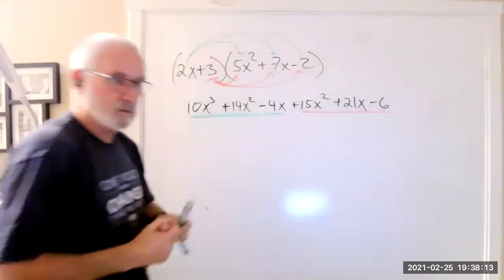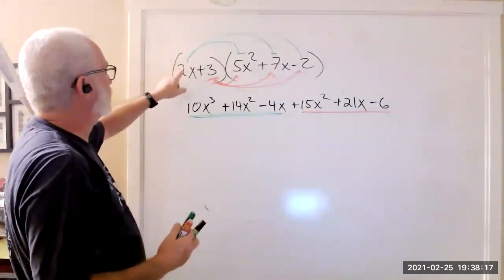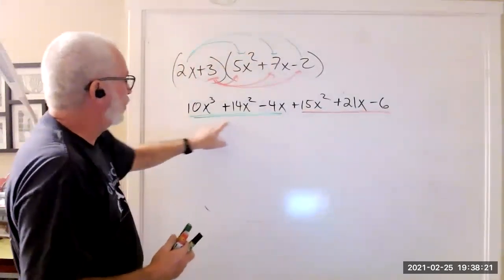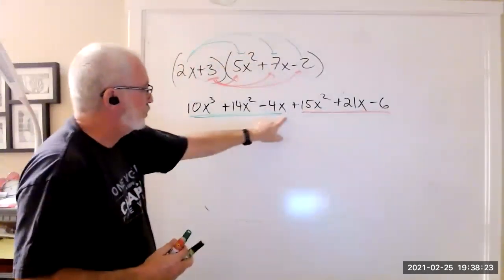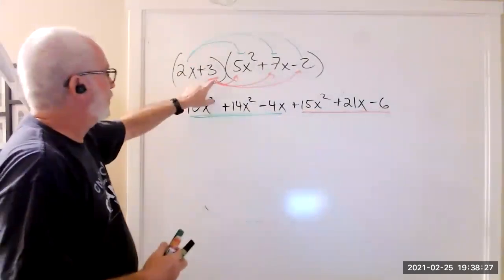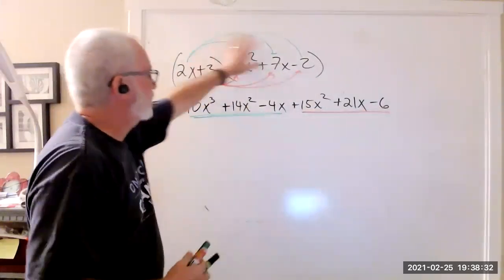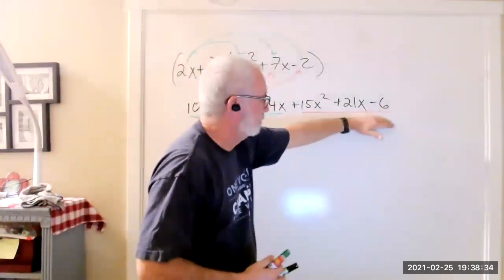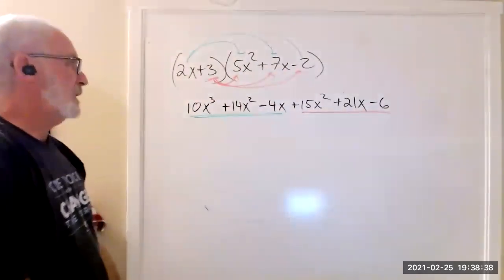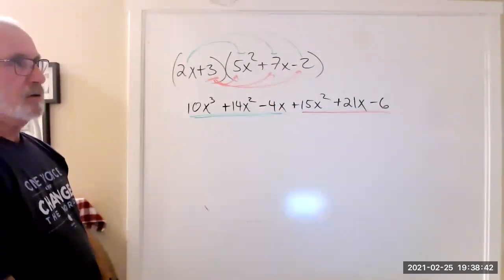So the part when I distributed the 2x, I used green ink, and this is the result of multiplying everybody by 2x. Then I multiplied everybody by a 3, and this is that result. Now, are there any like terms? Be careful, there are. Yes.